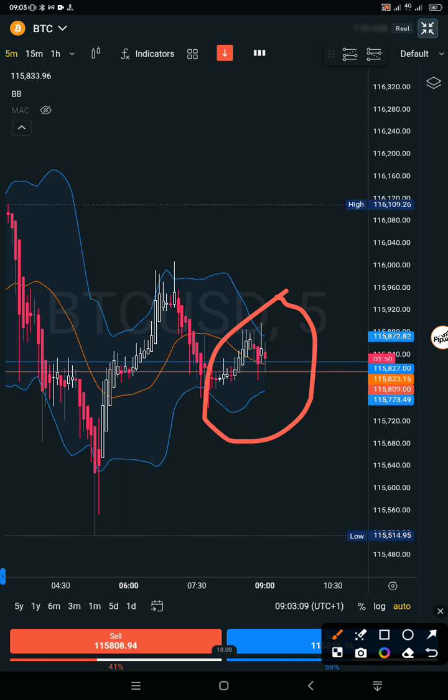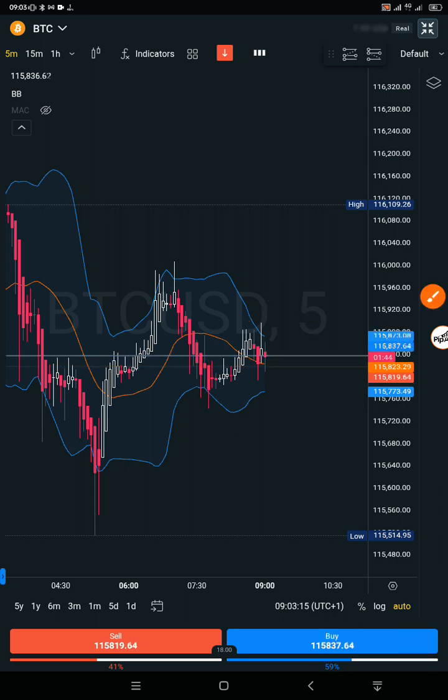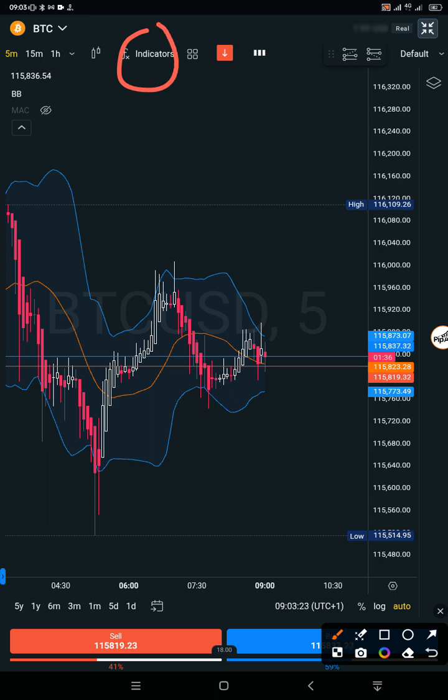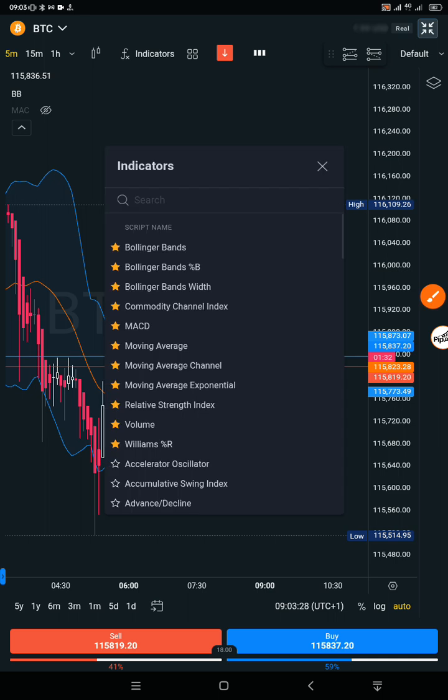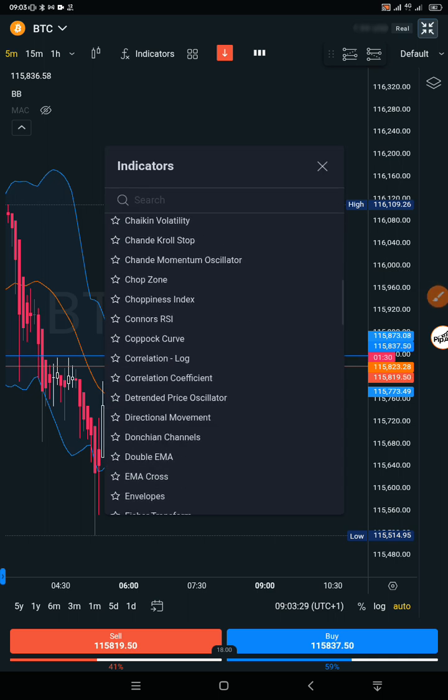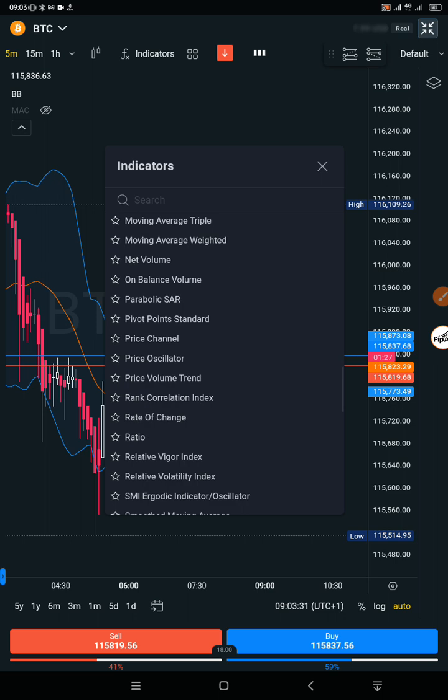So you can use any indicator, and if you use the XM app like I do, I love XM. You can find your indicator here. Let me spot it out for you. Look at it here, indicators. If you click on it, you see a lot of indicators there. You can see a lot of indicators that you can use.